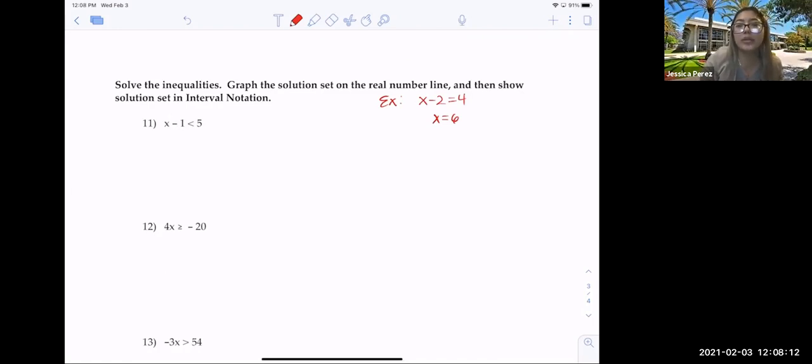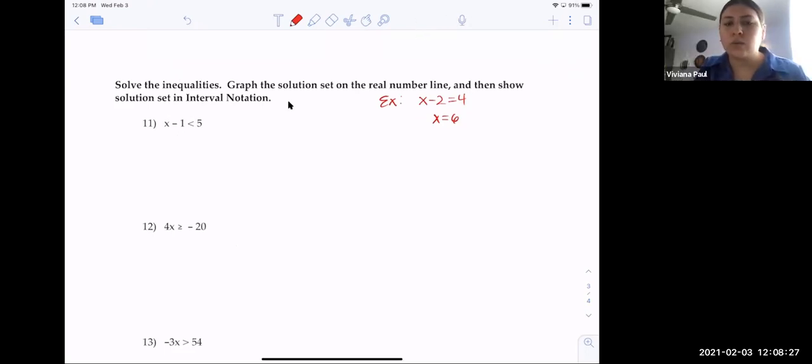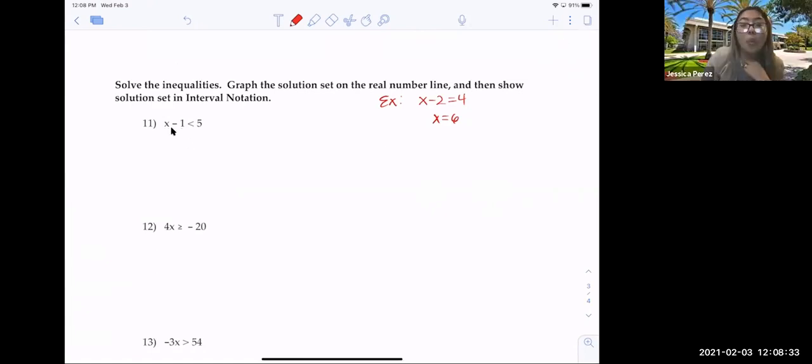What do we have to do to the 1? Viviana, what would we have to do here to isolate x? To isolate x, you would have to add 1 to both sides. Exactly. You would have to add 1 because we do the opposite operation of subtracting. Thank you, Viviana. So Lauren, do you see the difference? We want to add, not subtract.